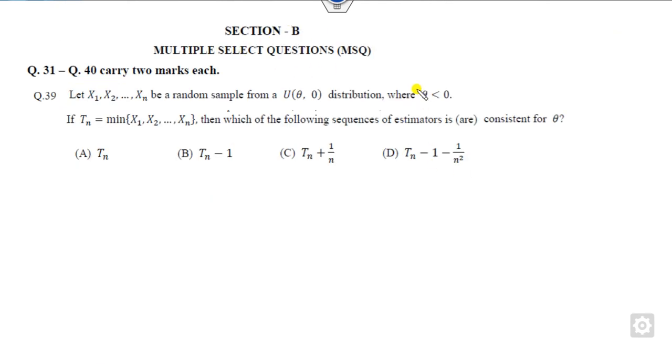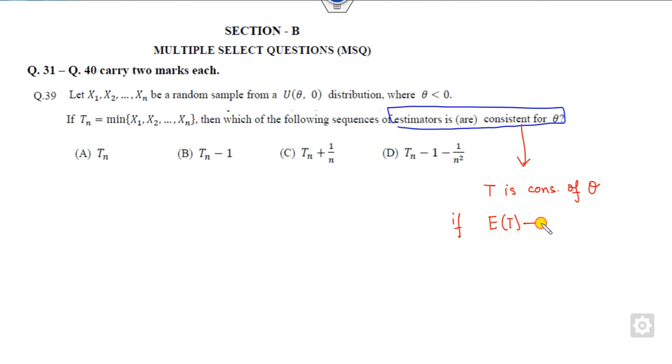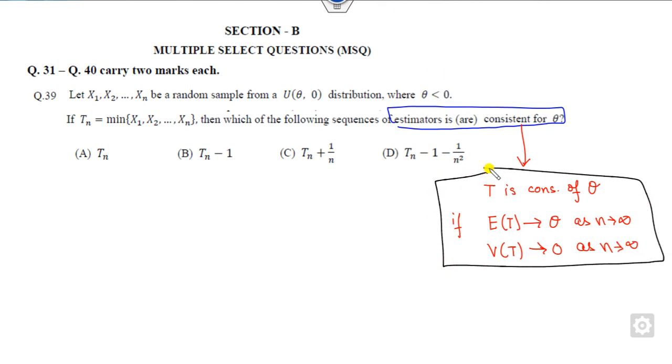Now look at this. Your target is to find which is the consistent estimator. Firstly, I will tell you the meaning of a consistent estimator. T is said to be a consistent estimator of theta when you prove that the expected value of T goes to theta as n goes to infinity, and the variance of T goes to 0 as n approaches infinity. That's the definition of a consistent estimator.